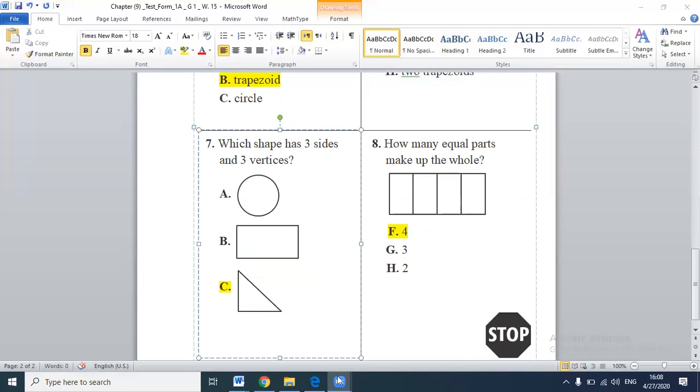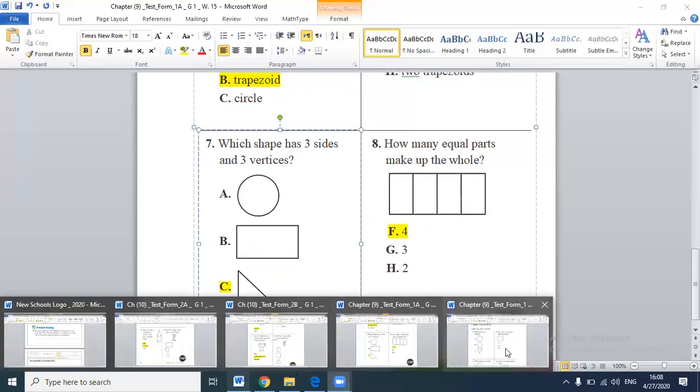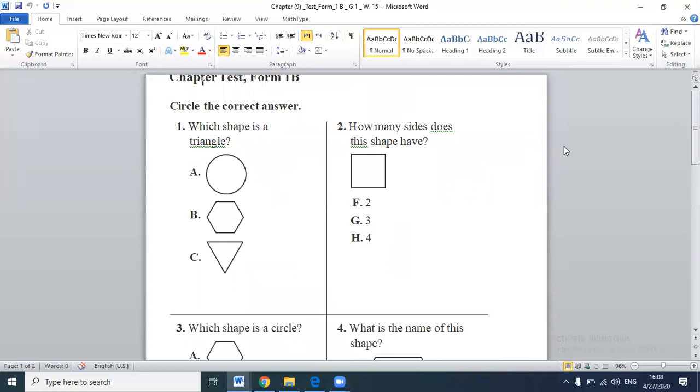Okay, next worksheet here. Are you ready? Yes, excellent. Here I have circle the correct answer. Number one, which shape is a triangle? Which shape is a triangle? C. Okay, excellent, Hussein. Very good.